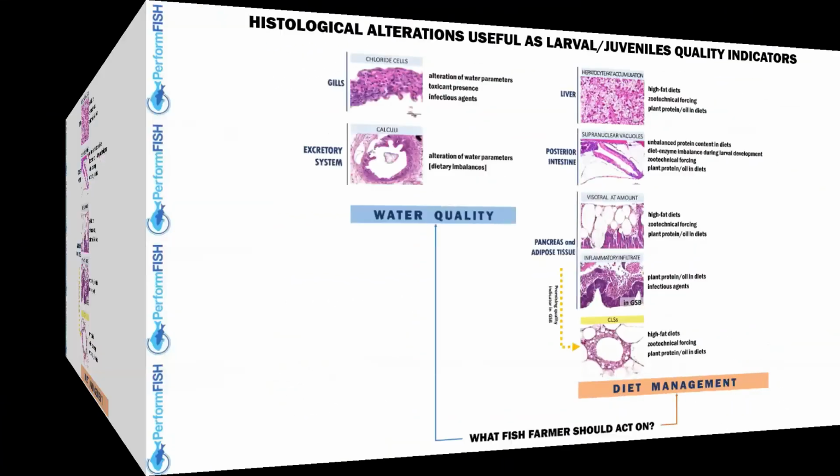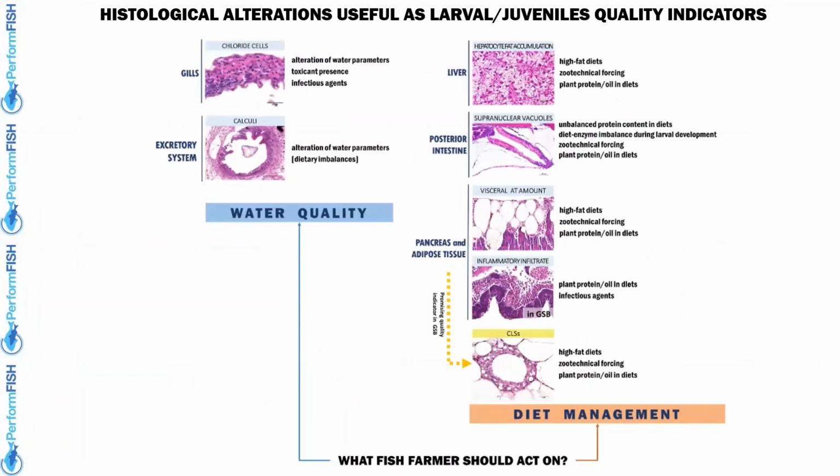Okay, finally, in this picture, we summarize what we think is useful as a quality hallmark and what factors the fish farmer should investigate and act on to solve the problem, with respect to this descriptor.